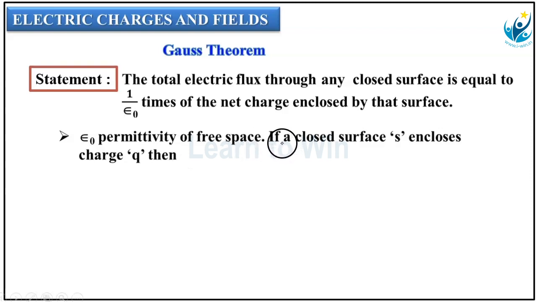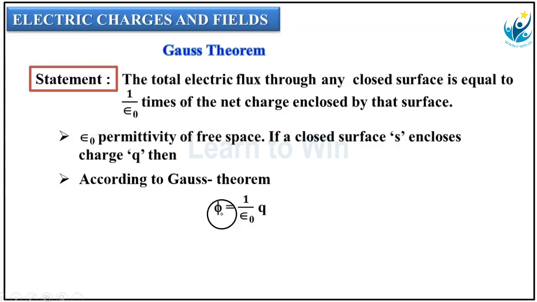Now, a closed surface S encloses a charge Q. Then, according to Gauss theorem, the flux linked with this closed surface is 1 by epsilon naught times this charge Q. Phi is equal to 1 by epsilon naught times the charge enclosed in this surface, that is Q.